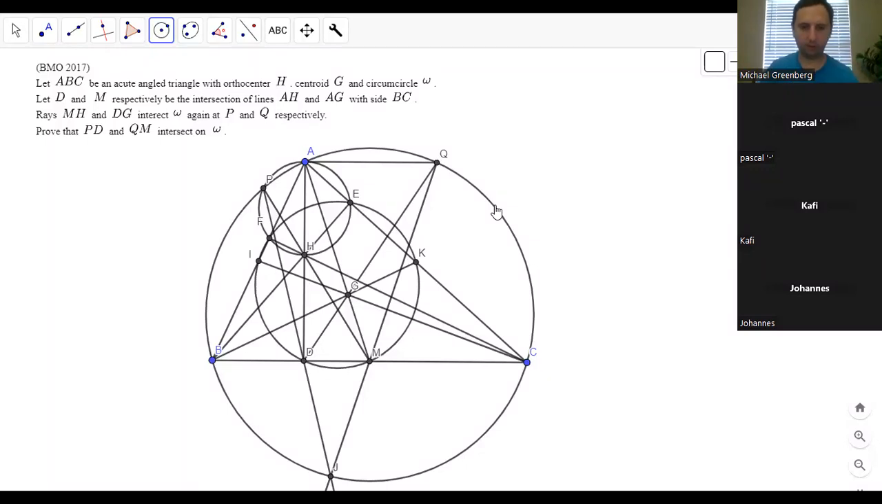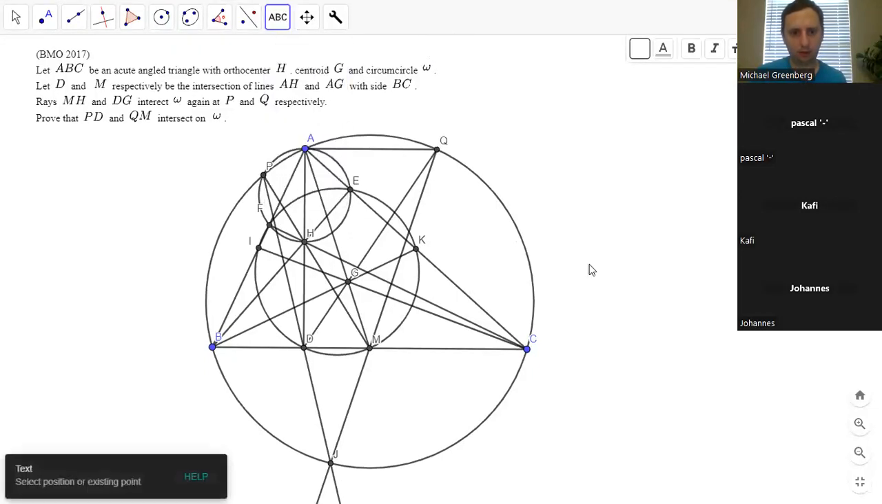Yeah, somewhere in my angle chase I got confused. Let me think about it. 180 minus this, then minus. Oh, okay. I see what I did wrong. So 180 minus AQJ. Okay, so I'm going to type it out. So angle DJM.